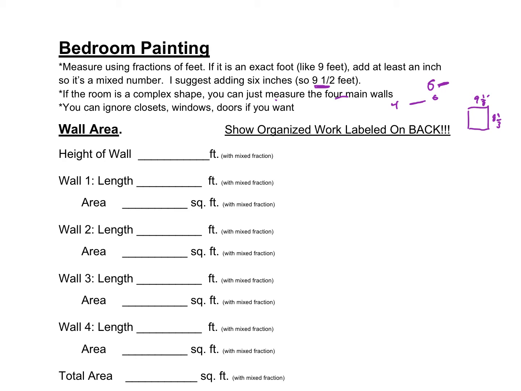Okay, the height of the wall. The height of the wall is usually 8 feet. Let's say my room was 8 feet, so I'm going to say I don't want to use 1/3, let's say 8 1/4. You will actually measure yours. My wall length, if I look over here at my drawing, was 9.5. Okay, so the area, we would do 8 1/4 times 9.5.